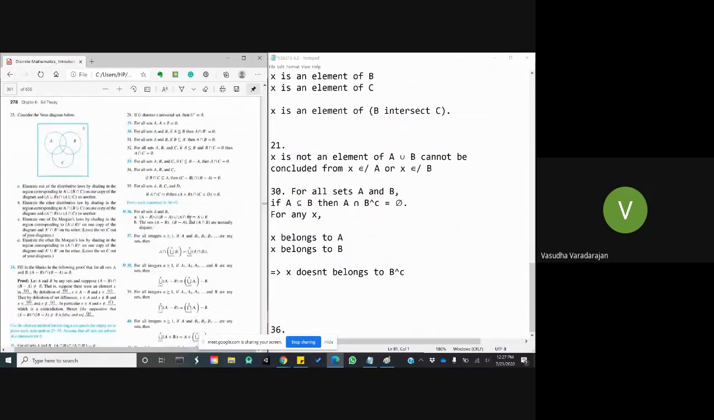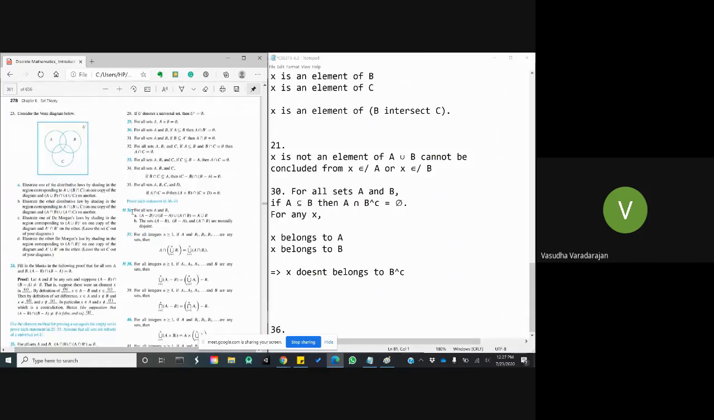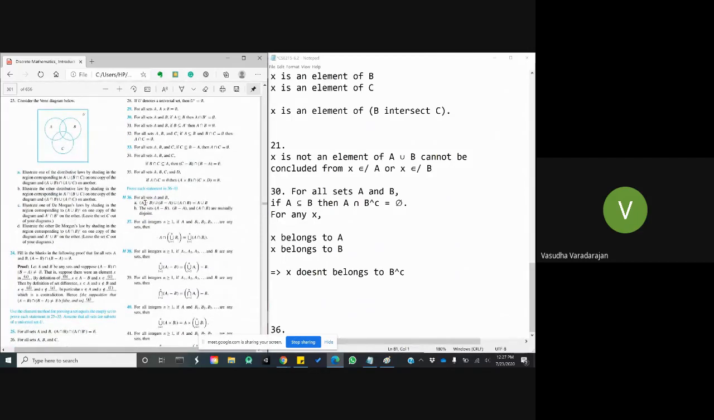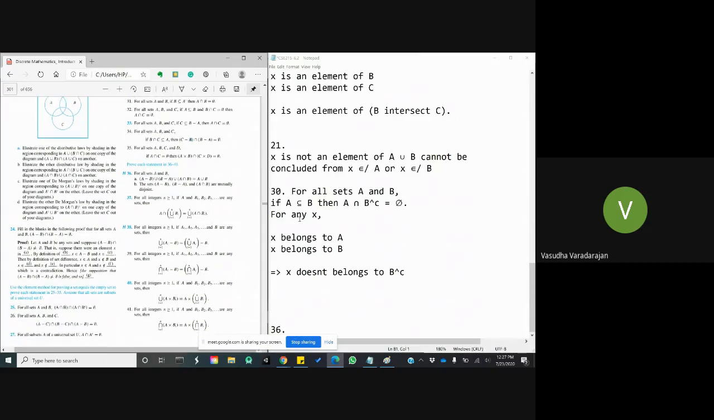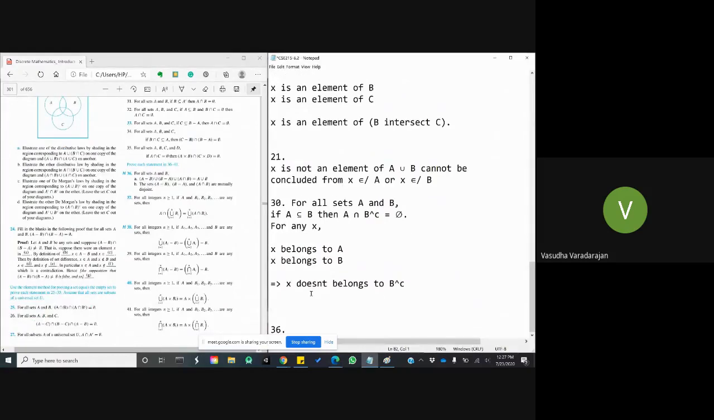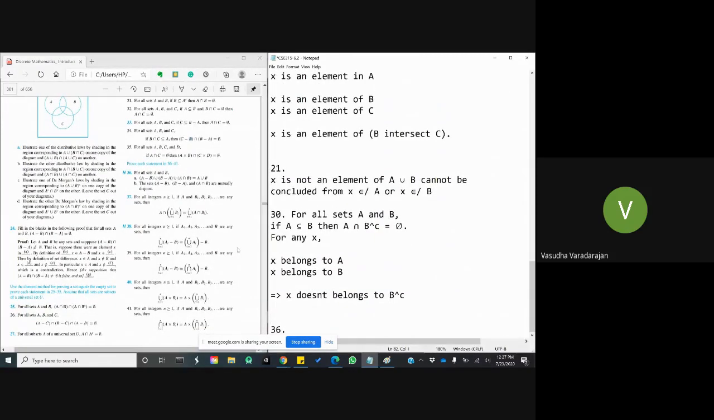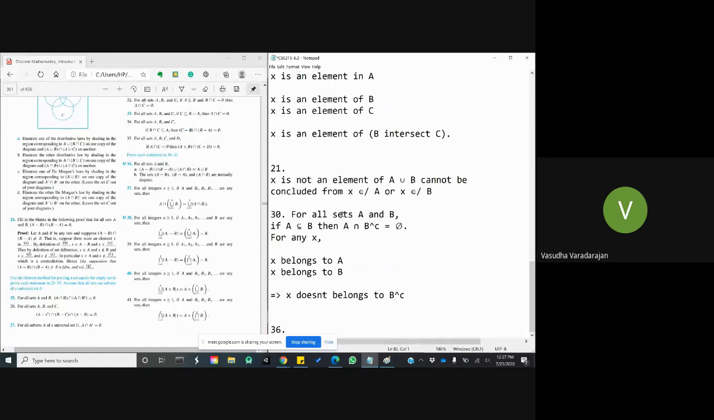So the next question that we'll do is, for all sets A and B, part A, A minus B union B minus A union A intersection B is equal to A union B. And part B, the sets A minus B, B minus A, and A intersection B are mutually disjoint. So I'll do this using element argument. Is that okay, Professor? Okay. Yes.